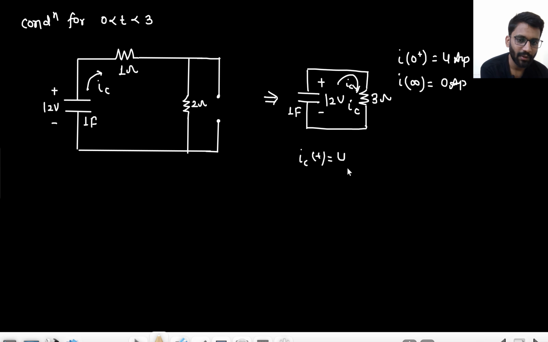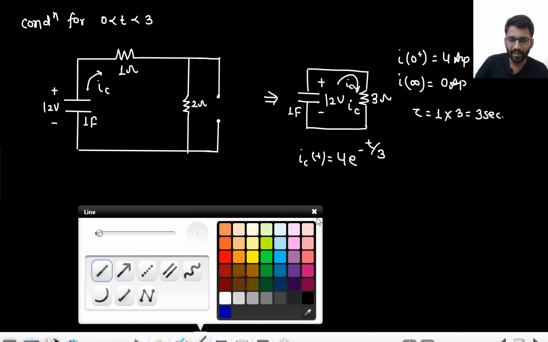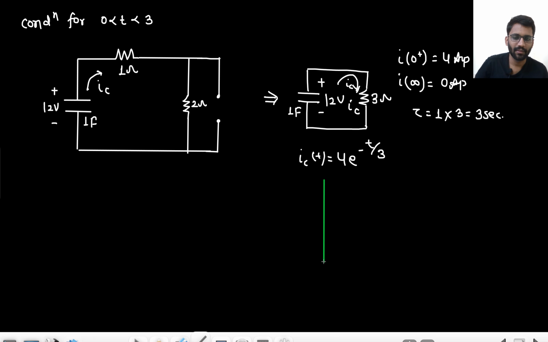So the expression would be 4 e to the power minus t upon tau. Tell me the value of tau. What is C equivalent? 1 farad. What is R equivalent? 2 plus 1, 3. That is 3 seconds. So from 4 it goes down to 0. Okay, so it is trying to go something like this. From 4 it is trying to go down to 0.